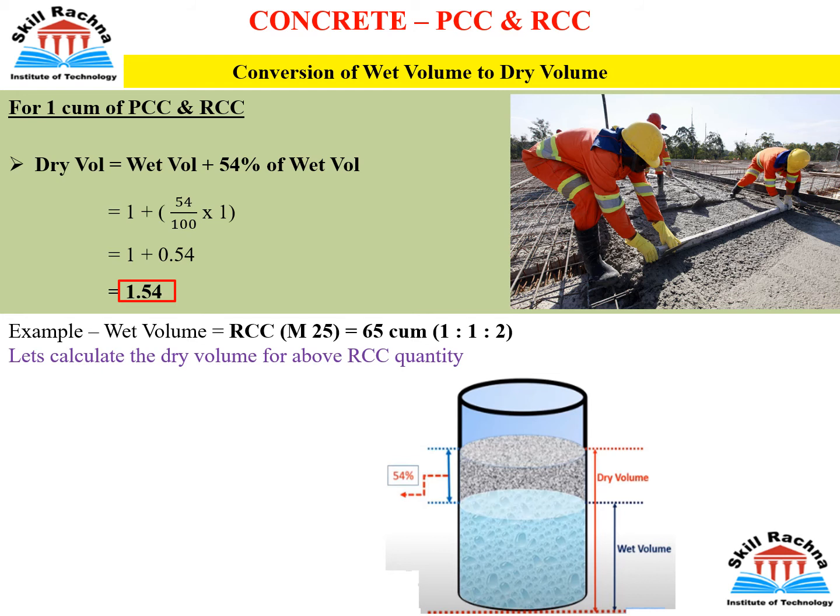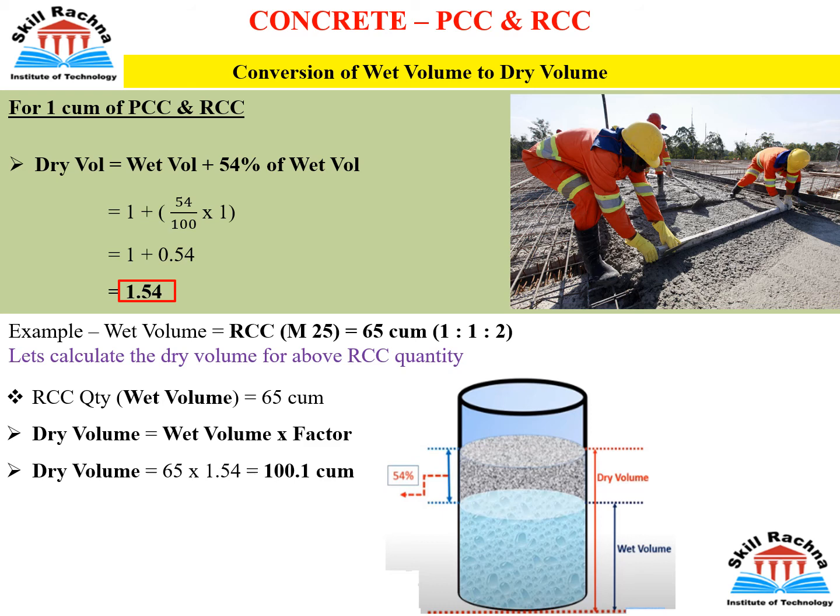So let's take a very small numerical which is going to clarify our concerns. I'm taking an example of RCC M25 grade. The proportion will be 1:1:2, and it has a quantity of 65 cubic meter, which I directly get from the estimation. Let's take the structure of a footing. That will be the wet volume. Now I should be able to calculate the dry volume before giving the purchase order. So how am I going to calculate? The wet volume, I already know, is 65 cubic meter. So the dry volume will be the wet volume multiplied by the factor. The wet volume is 65 cubic meter, the factor is 1.54. That gives me the dry volume equal to 100.1 cubic meter.